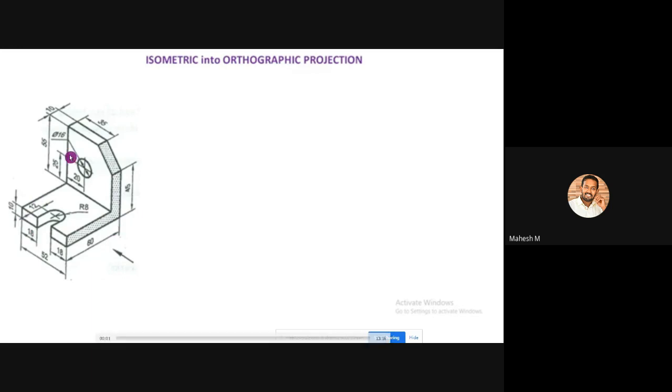Then what is this particular view? If you are looking from left to right, then you are able to see this structure, right? What is the name of this view? This is the front view, and this one is the top view. And what is this particular profile, and this one? What is the name of this view?